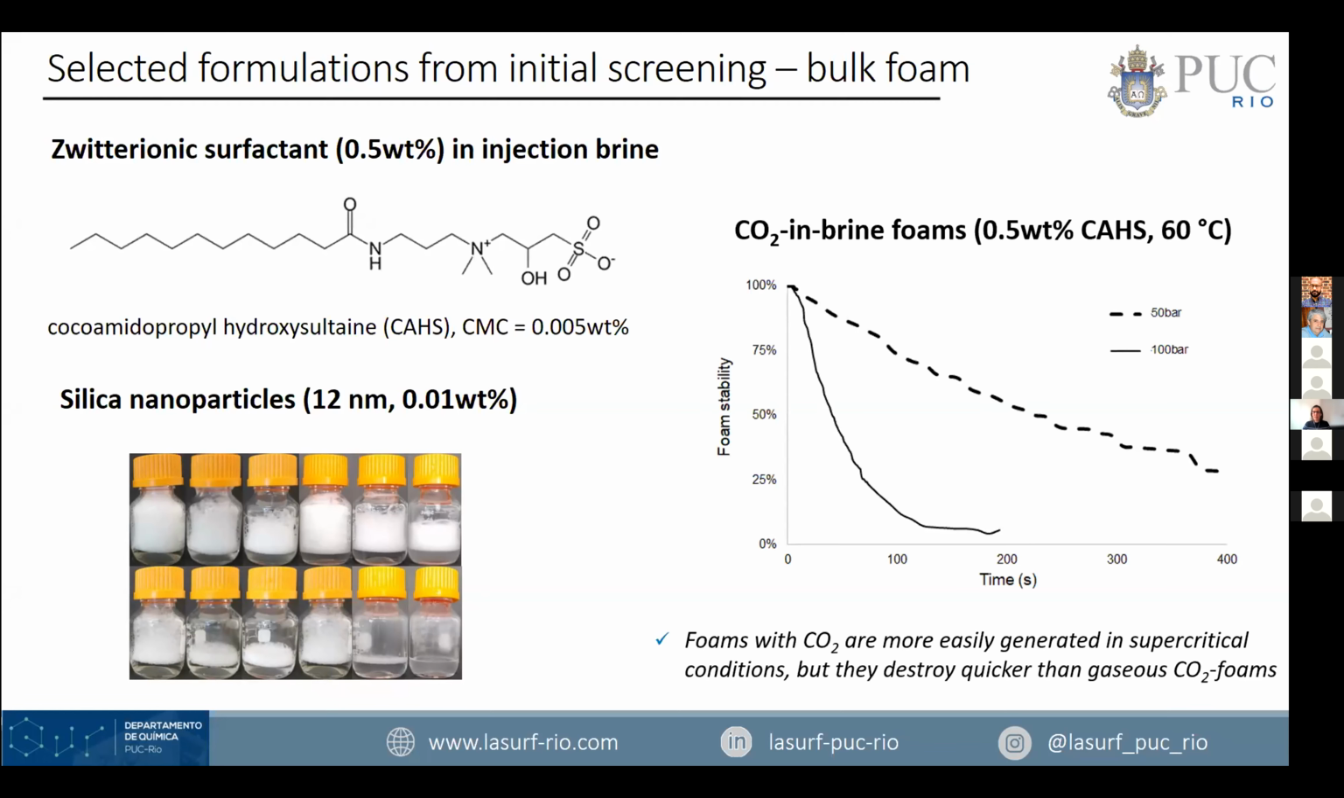So for example, here we have the behavior of bulk foam, CO2 in brine, injection brine, using the surfactant, as I say, at 60 degrees Celsius. You can see here that when we go from 50 bar of pressure to 100 bar of pressure, even when it is bulk foam, it has a huge impact on the stability of the foam. You can see that at the higher pressure the foam is more rapidly destabilized, and this has to do with the increase in solubility because the CO2 becomes supercritical at that pressure.